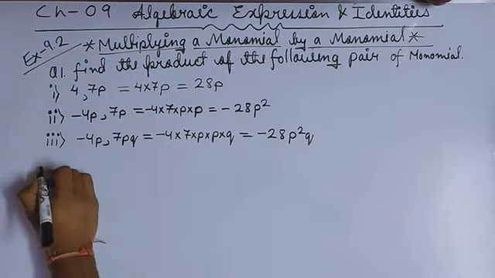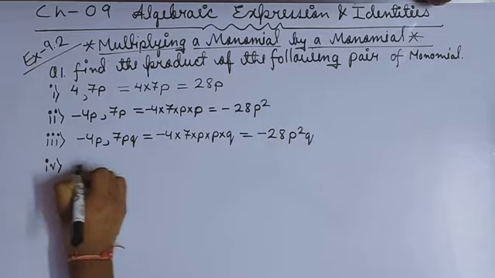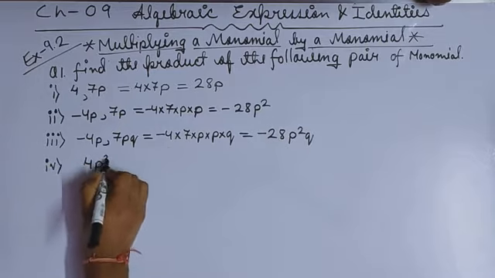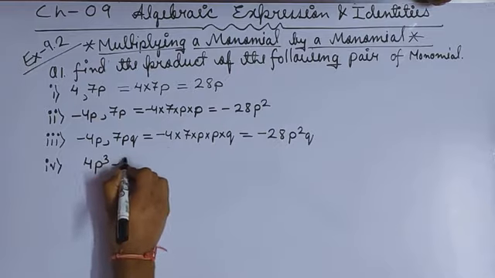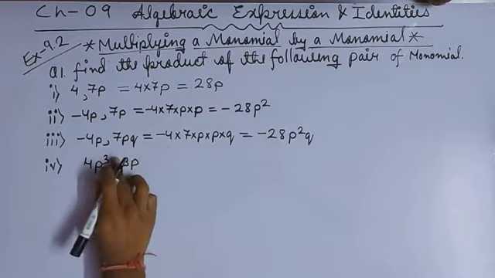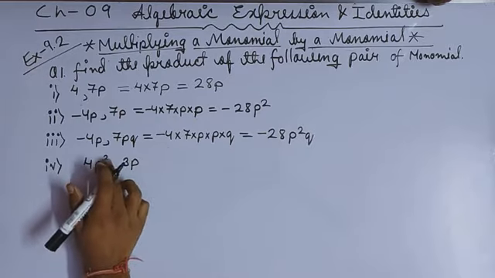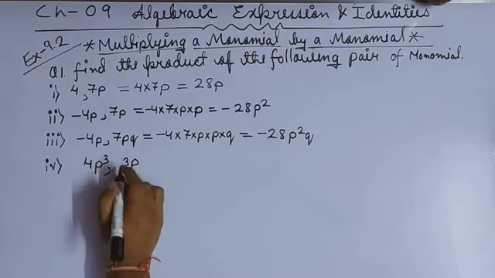Now coming to the fourth one. In the fourth one there is 4p3, that means 4p to the power 3, and -3p. इन दोनों को क्या करना है? मल्टीप्लाई करना है. One term, meaning one monomial, is 4p3, that is 4p cube also, and the next is -3p.